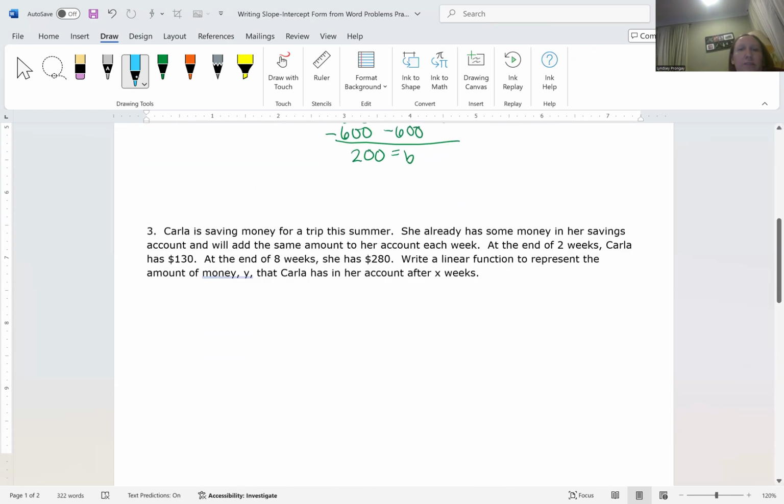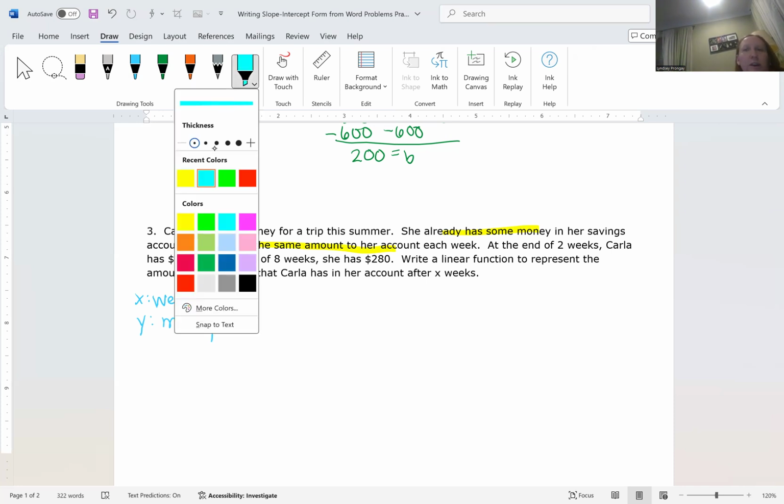The next one: Carla's saving money for a trip this summer. She already has some money in her savings account and will add the same amount to her account each week. At the end of 2 weeks, Carla has $130. At the end of 8 weeks, she has $280. Write a linear function to represent the amount of money Y that Carla has in her account after X weeks. So here, X is weeks, Y is money. We know that she has some money in there, and she's going to add some each week, but unfortunately, this is one where we don't know either piece of information. So we look to see what else they give us.